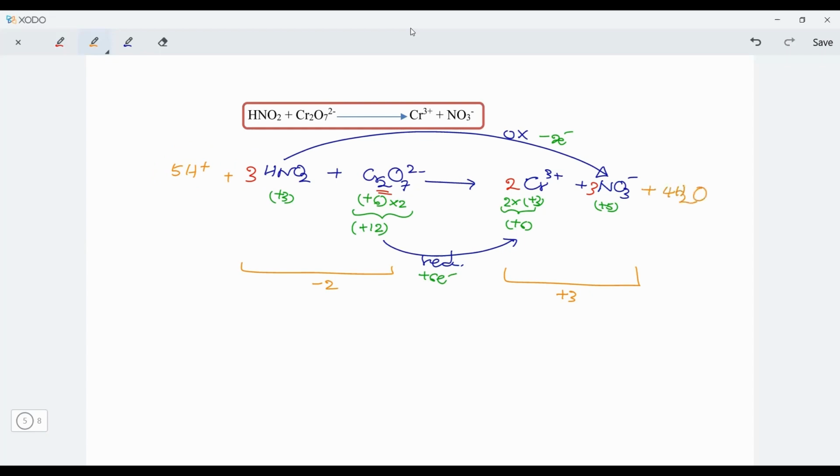Then to make sure we balanced the reaction correctly, let's check the oxygen atoms. Here you have 6 atoms, here you have 7 atoms. So 13 oxygen atoms are there. Here you have 9, here you have 4, again 13 oxygen atoms are there. So we did it correctly.